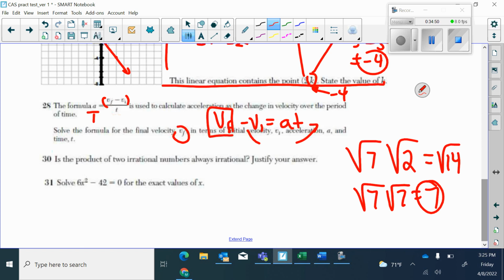We had to rationalize the denominator. We multiply by that same irrational number to make it rational. Okay, so that would be just fine. You'd say square root of 7 times square root of 7 equals 7, which is a rational number. So the answer is no.